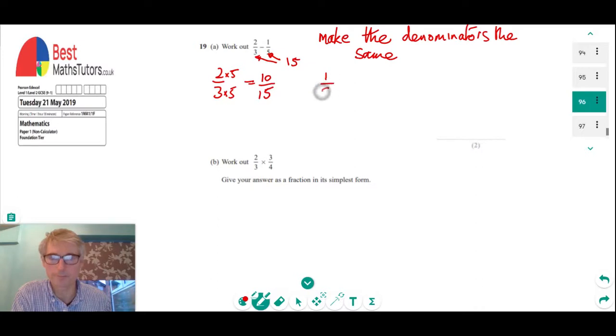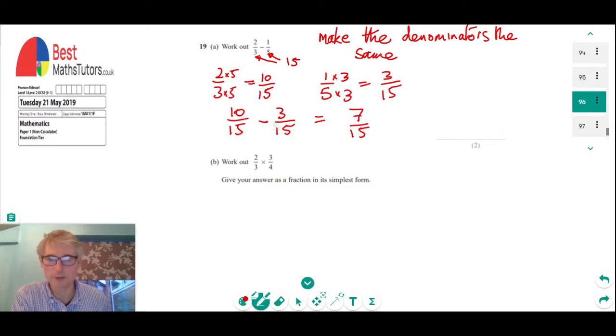And the 1/5, for me to change that into 15, what I need to do is multiply the bottom of that by 3. And so if I multiply the bottom by 3, then I've also got to multiply the top by 3. So that will give me 3/15. So now our question is actually replacing the 2/3 by the 10/15 there. 10/15 minus 3/15. And so that will give me 7/15, because what I must do is take away the top line but keep the bottom number the same.